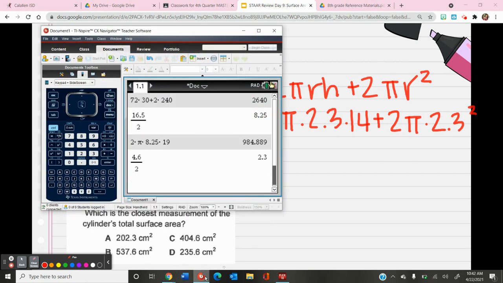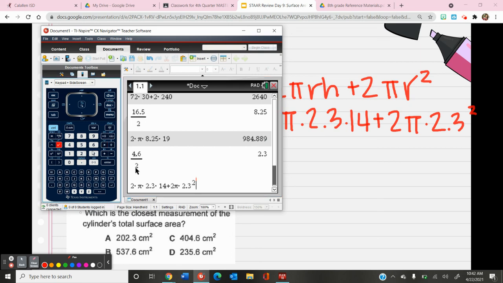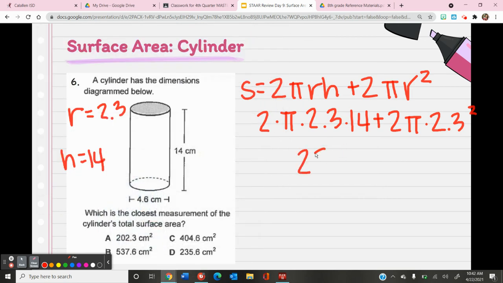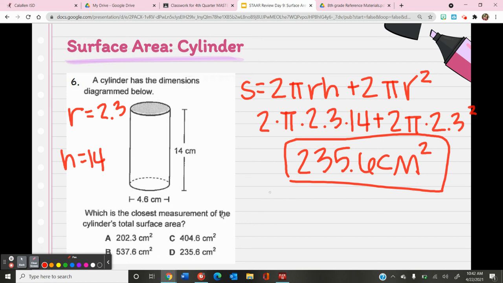So now let's go ahead and open up our calculator. 2 times pi times 2.3 times 14 plus 2 times pi times 2.3 squared. So pressing enter here, we find that the total surface area is going to be 235.557. So this will round to 235.6. Our unit is centimeters. And since we're talking about surface area, this is squared. So looking down to our answer choices, the only one that's going to match that is going to be D.